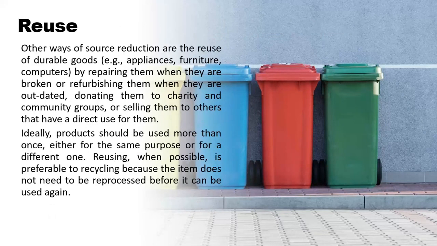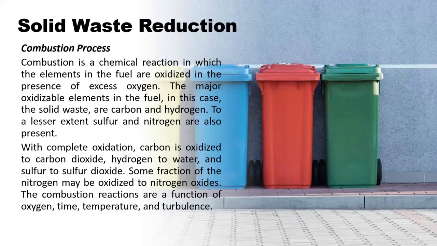Other ways of source reduction are the reuse of durable goods, the appliances, furniture, computers, etc., by repairing them when they are broken or refurbishing them when they are outdated, donating them to charity and community groups, or selling them to others that have a direct use for them. Ideally, products should be used more than once, either for the same purpose or for a different one. Reusing when possible is preferable to recycling because the item does not need to be reprocessed before it can be used again. Now let's move on to the solid waste reduction, the combustion process.